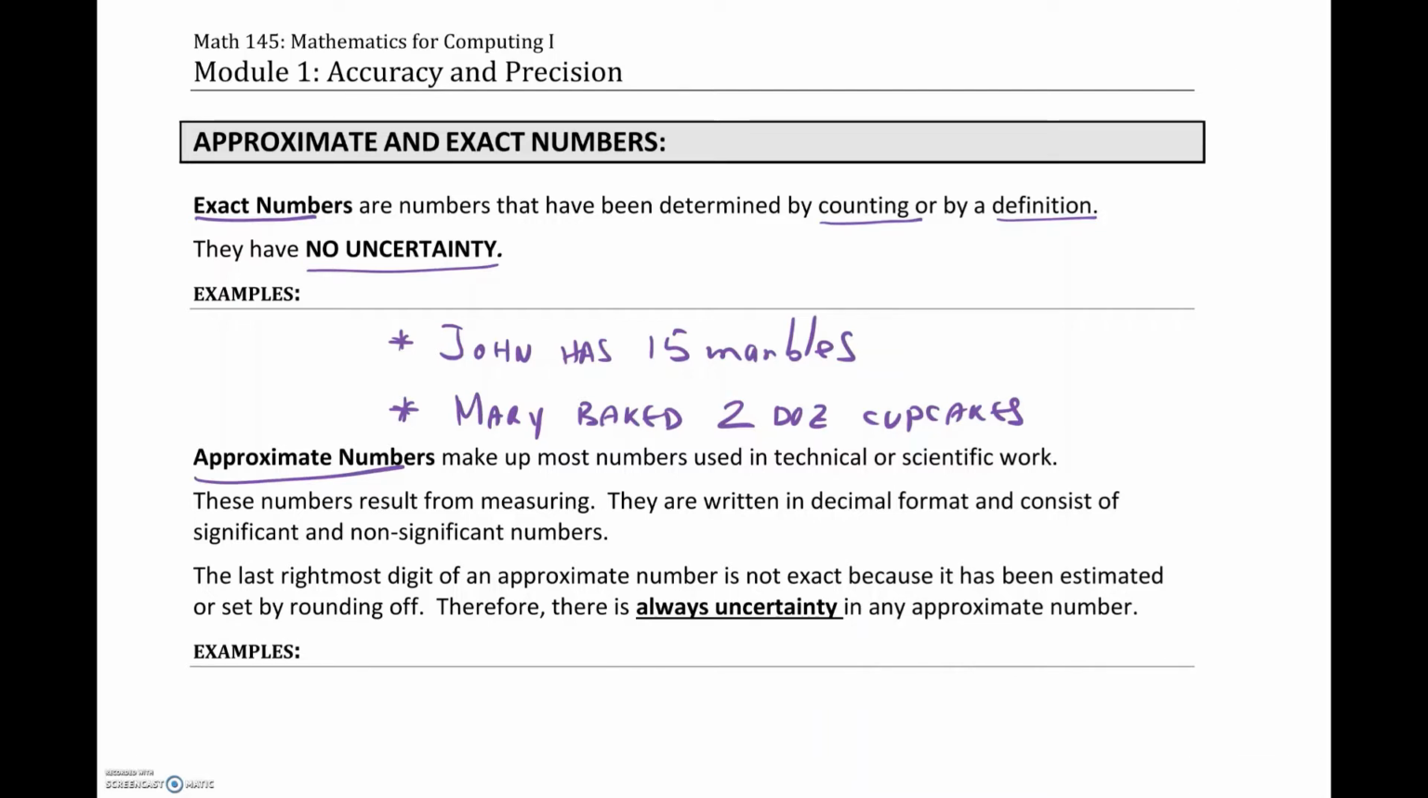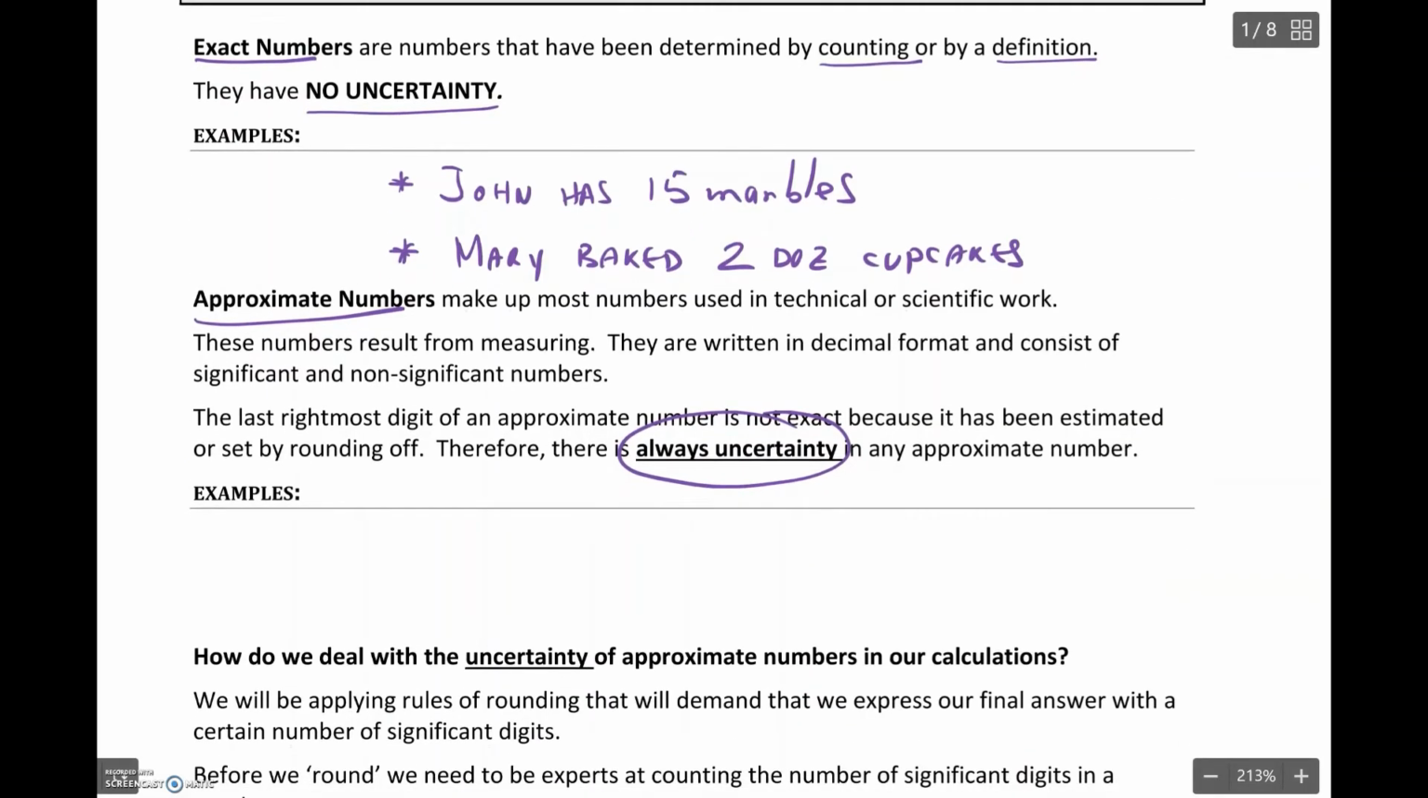Now, approximate numbers are derived from measurements. All measurements are approximate, and there is always uncertainty in approximate numbers or numbers derived from measurements. As an example, Tom is 178 centimeters tall. Now, can you see a unit attached to it there? That's a measurement. So that is approximate.